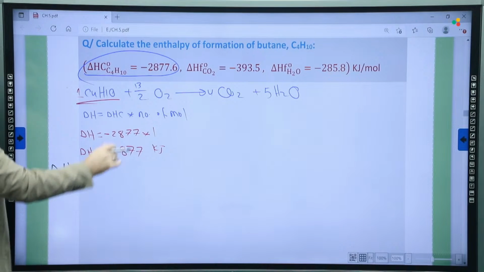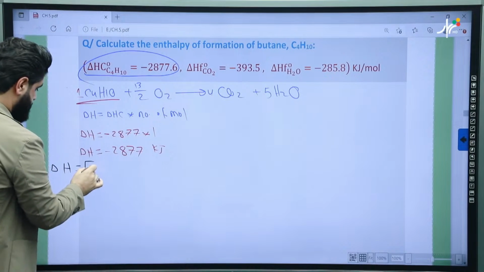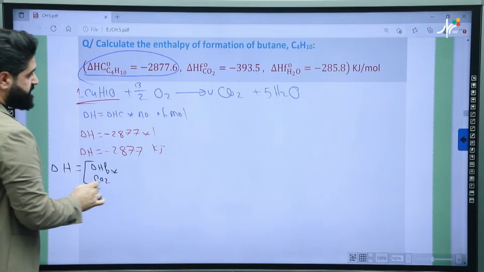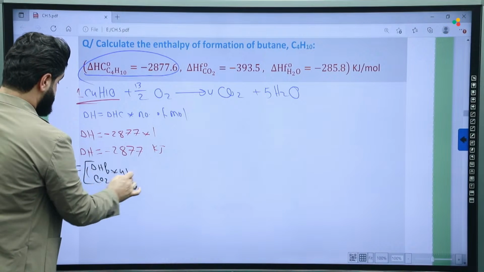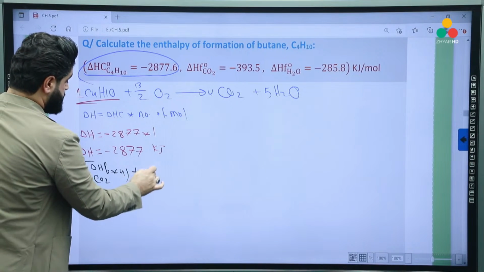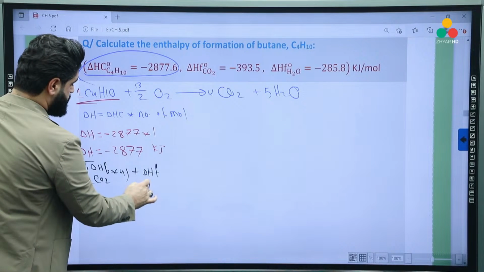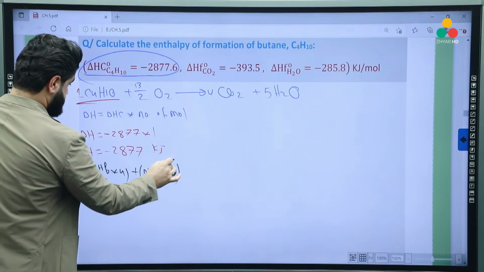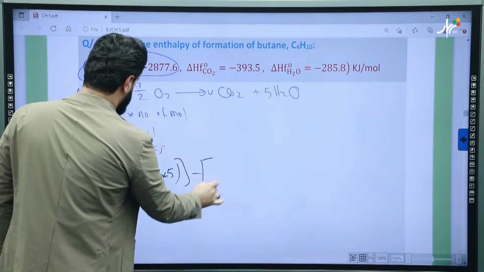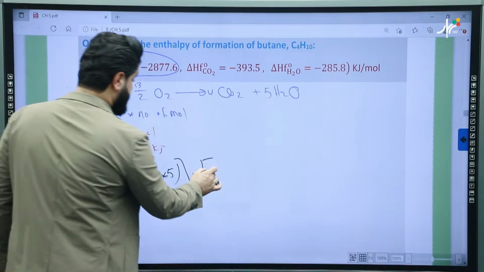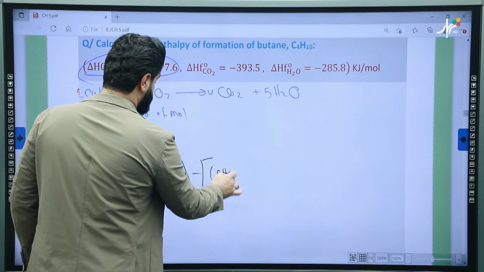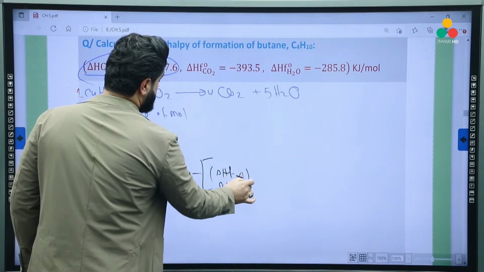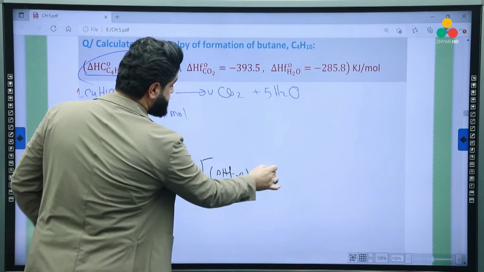Delta H equals delta HF for the products. Look: delta HF for CO2 times 4, plus delta HF for H2O times 5, minus delta HF for C4H10 times 1, plus 0 for oxygen.